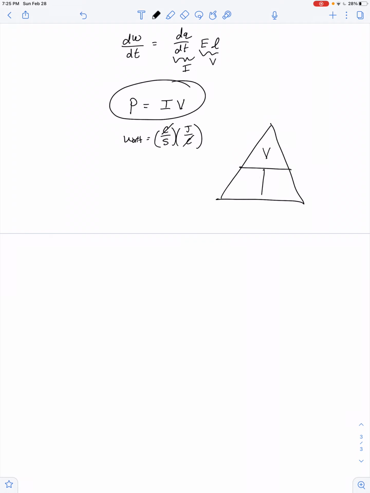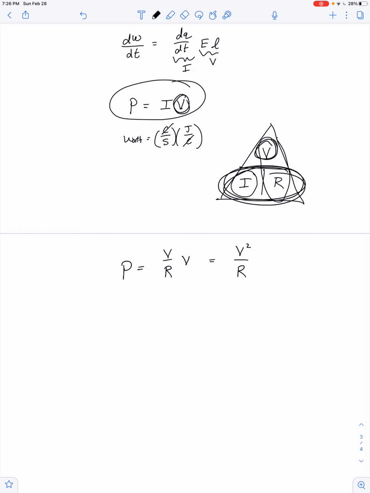there's a relationship between voltage, current, and resistance. So in place of current, we can substitute V over R. So we could say power is equal to V over R times V, or in other words, it's V squared over R. I guess we could have just as well substituted away for voltage. If we were to do that, we'd substitute voltage with the product of current and resistance. So we can say P is I times IR, or in other words, P is I squared times R.